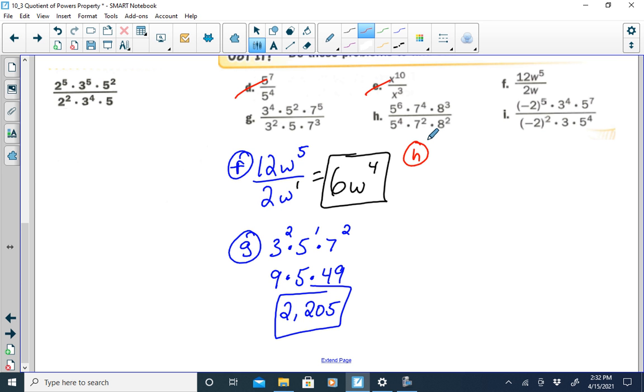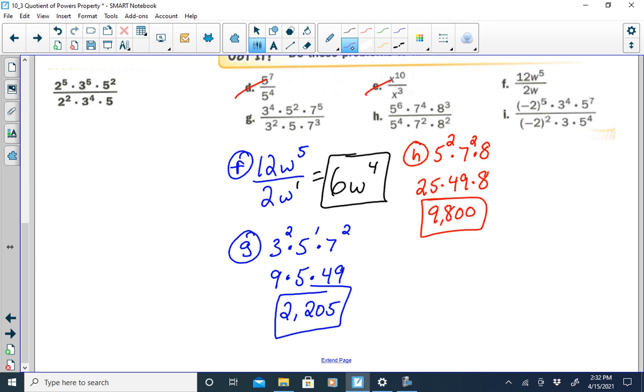All right, let's try letter H. Do that up here. 5 to the 6th divided by 5 to the 4th. It's 5 to the 2nd power. 7 to the 4th divided by 7 to the 2nd. That's 7 to the 2nd. And then 8 to the 3rd divided by 8 to the 2nd. That's going to be 8, or 8 to the 1st power. Either way you can write it. We'll leave it as 8 this time. 5 squared, we know that's 25. 7 squared, we know is 49. Times 8. And we could use a calculator for that. 25 times 49 times 8 is going to be equal to 9,800 for letter H.